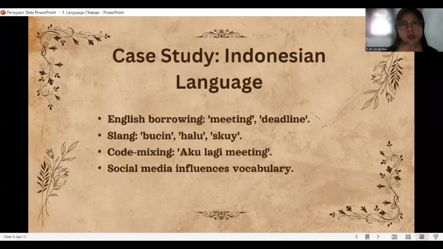And this is the case study. In the Indonesian language, English borrowing like meeting and deadline. There is slang, bucin, halu, and spoy, and code mixing, aku lagi meeting, and also social media influence vocabulary. New words spread quickly through TikTok and Instagram trends.